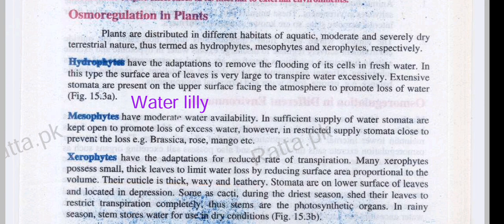Mesophytes actually have a moderate supply of water, and they have two conditions. When there is more water, they transpire or remove it, and they retain what they need according to the requirement. But if they have loss of water or less water, they restrict stomatal opening and cause closing. The examples are brassica and rose.